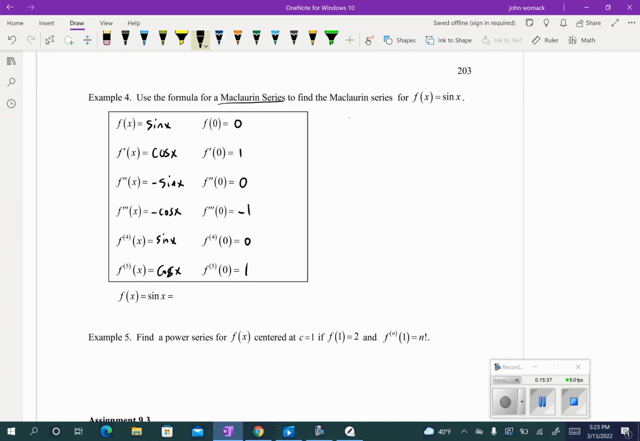Okay, should look something like this, right? When we plug in there, we get 0 plus 1x plus 0 over 2 factorial x squared plus negative 1 over 3 factorial x cubed plus 0 over 4 factorial x to the 4th plus 1 over 5 factorial times x to the 5th. And we could keep going there.